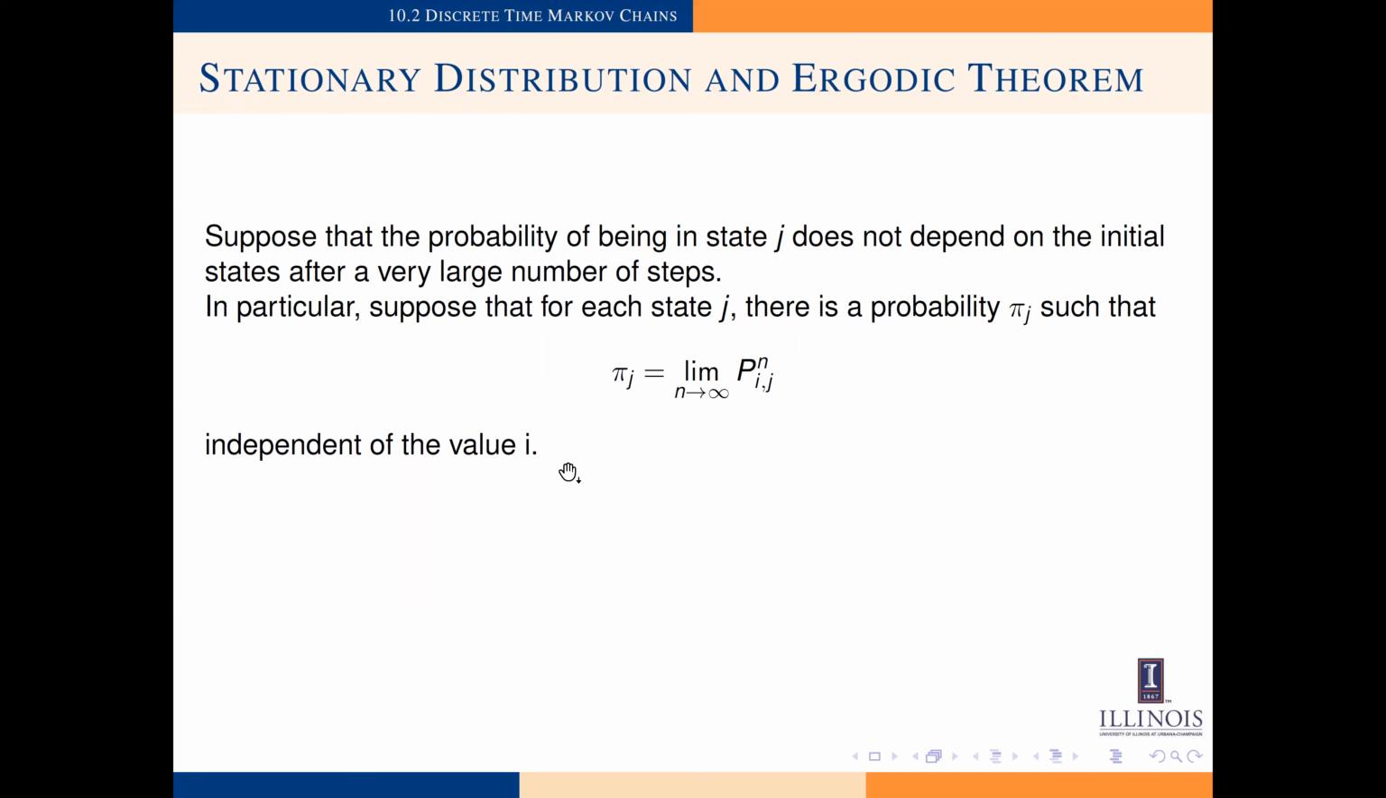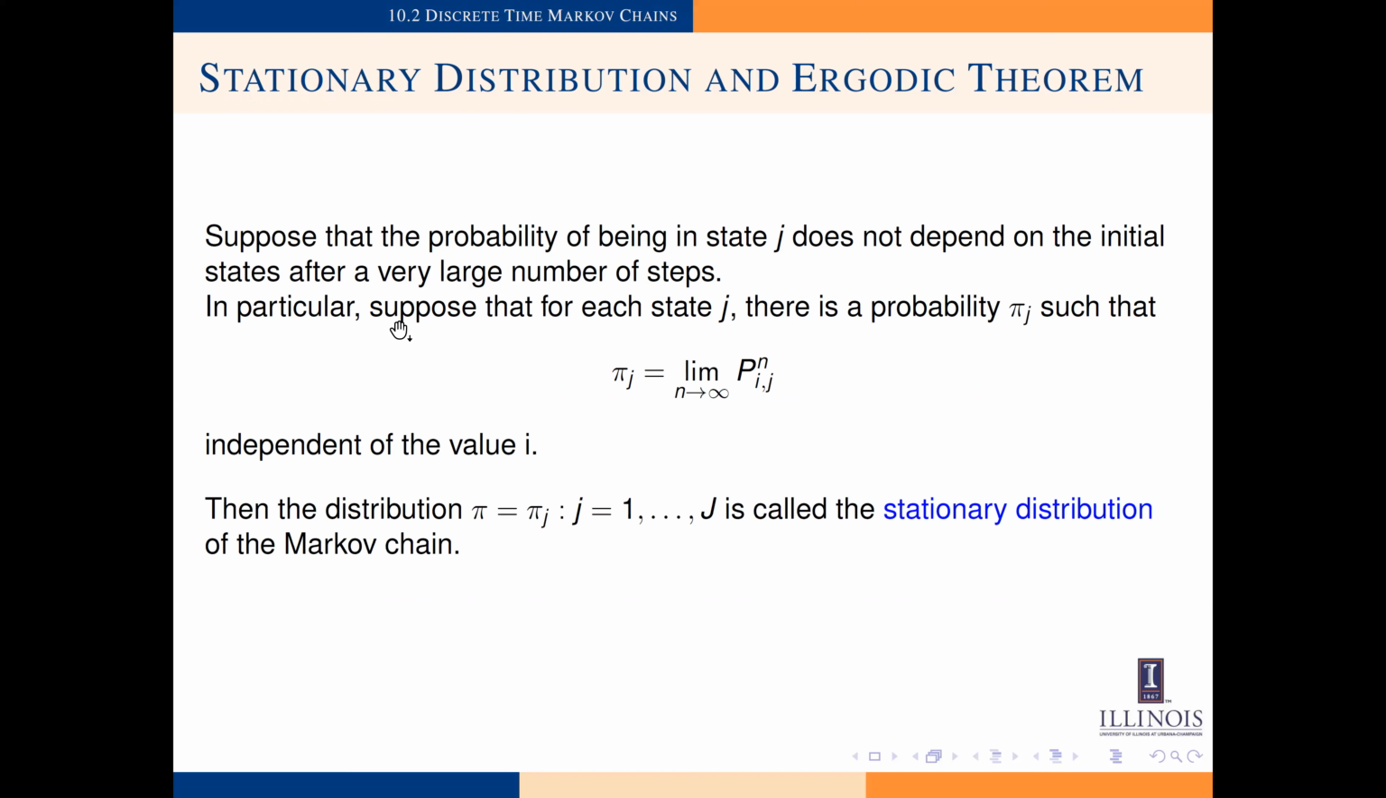So what is this saying? P raised to the nth power is the transition matrix after n steps. And its ijth entry is the probability that I will end up in the jth state after n steps, conditioning on I started in state i. If this is independent of i, it tells us that no matter where we started, we will end up in the same distribution. The probability that we end up in state j will not change depending on where we started at the beginning.